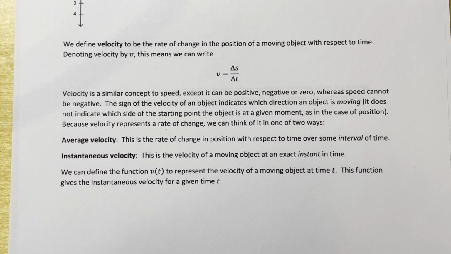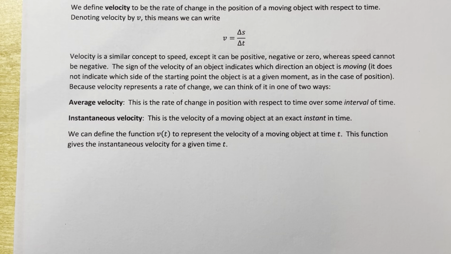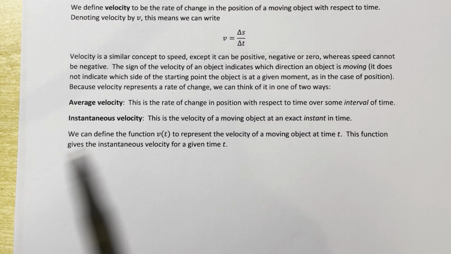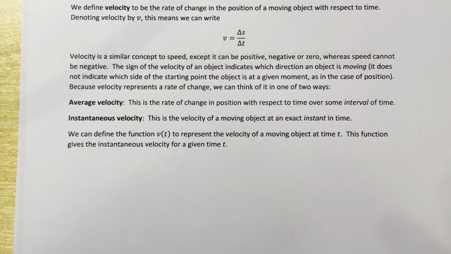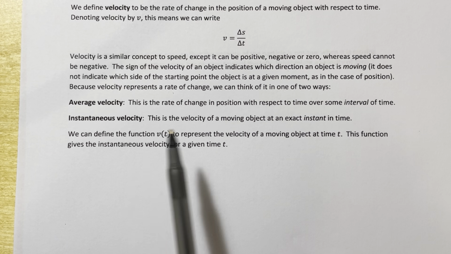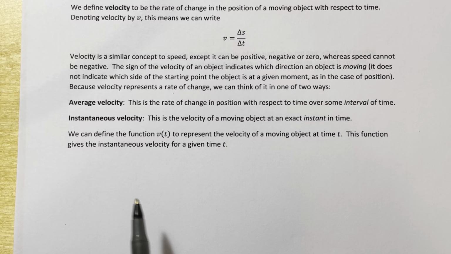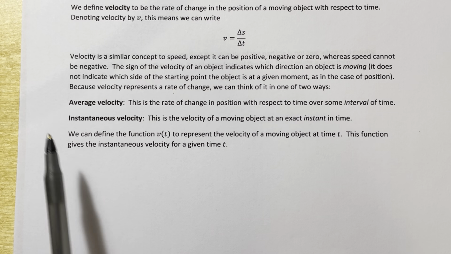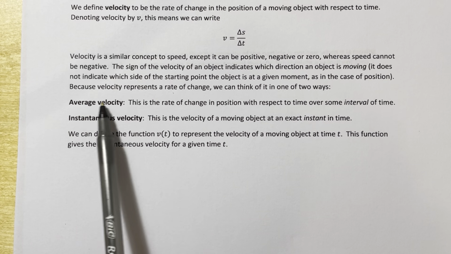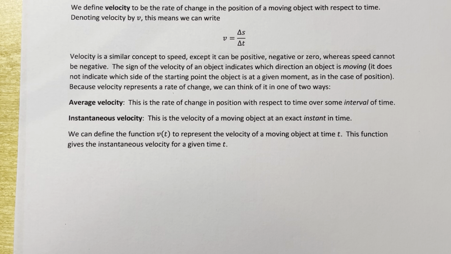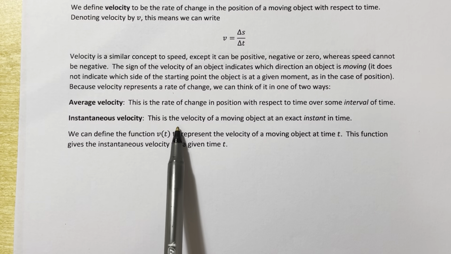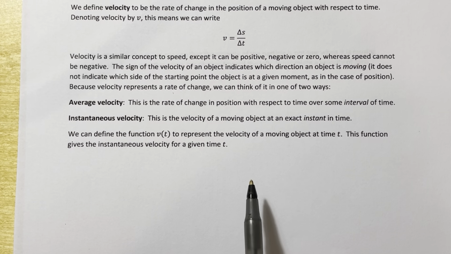Now, with velocity being a rate of change, we think of it in the same way that we think of other rates of change. Previously, we talked about the difference between an average rate of change and an instantaneous rate of change. An average rate of change is measured over an interval, while an instantaneous rate of change is measured at an exact instant in time. And so that applies to velocity as well. Average velocity is what the velocity would have been on average over an interval of time. Instantaneous velocity is the exact velocity at an exact instant in time.